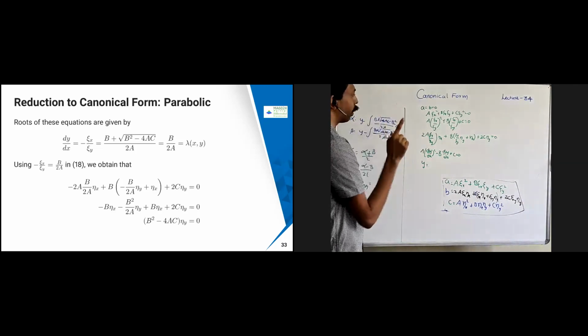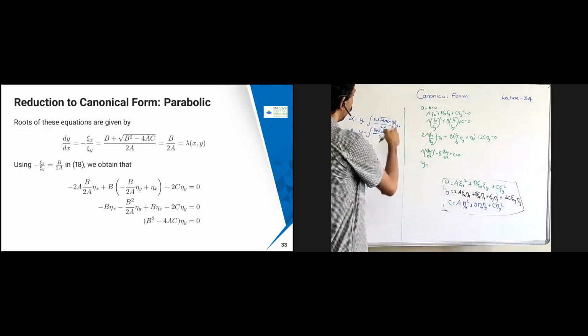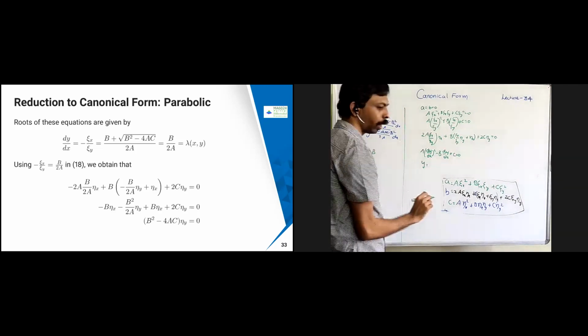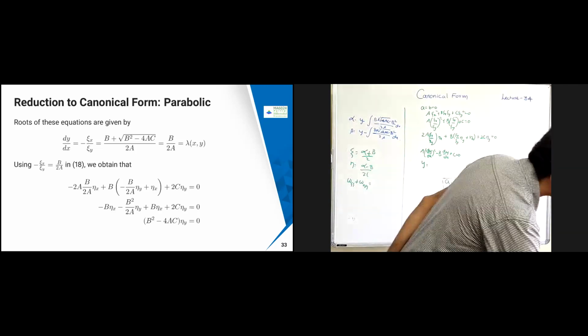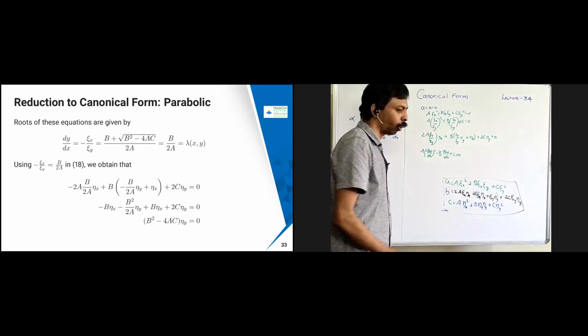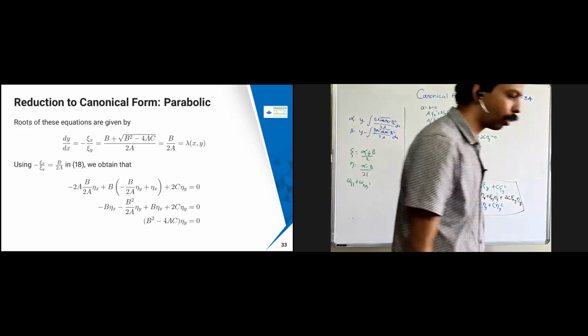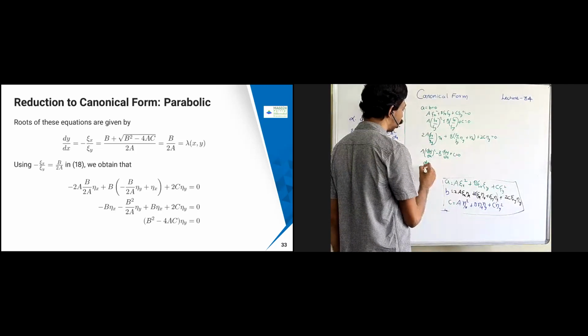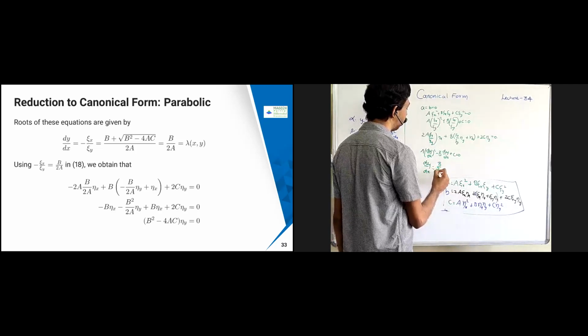Now in this case, b square minus 4ac is 0. Therefore this term is not going to be there, so you are going to get only one value. You will get only one coordinate system. You are not going to get two systems, you are going to get only one: dy by dx equal to only b by 2a is going to come.